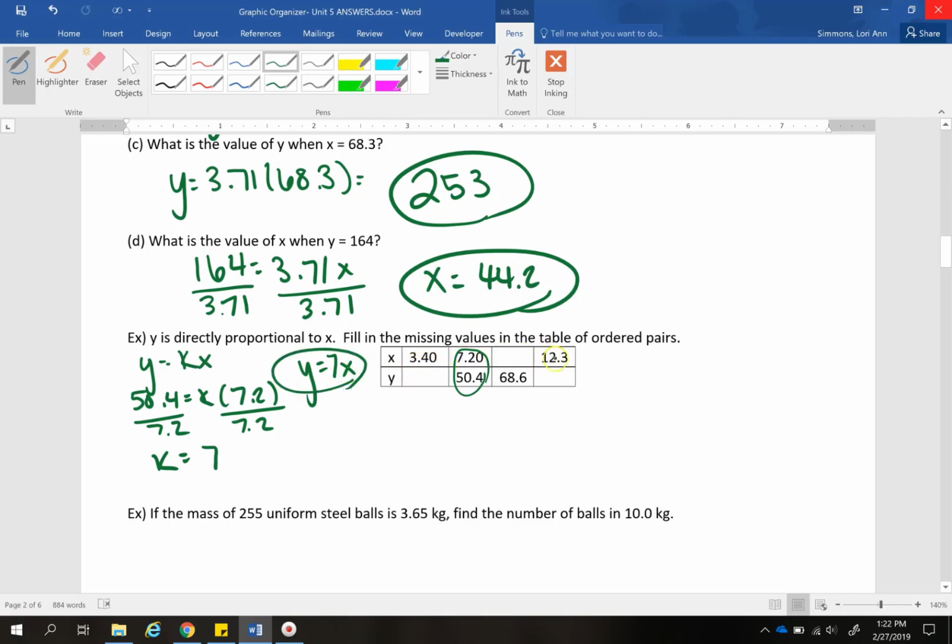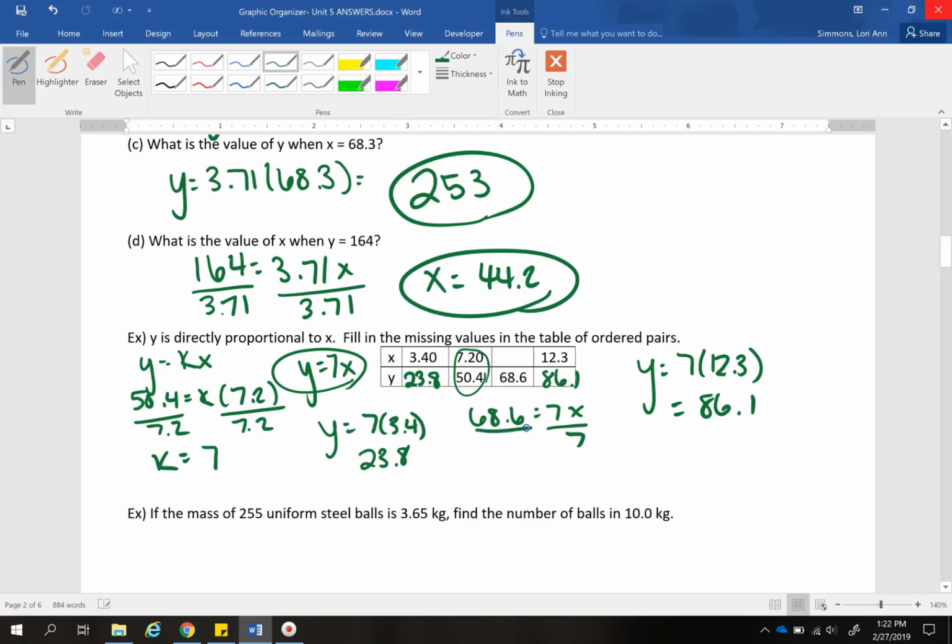So our equation is y equals k times x. Now we can go in and fill in the missing parts of this table. 23.8. We're going to do this one next. That's 86.1. And now we have y. We need to find x. So x is equal to 9.80.